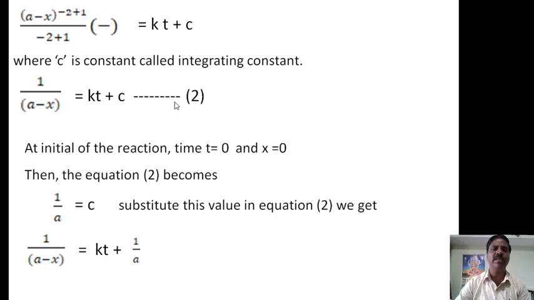Substitute this value in equation number 2. Therefore, we get 1 divided by (a minus x) equal to kt plus 1 divided by a. And this is the equation. Then our duty is to find the value of k here, because the rate constant is required. T is nothing but the time of the reaction.